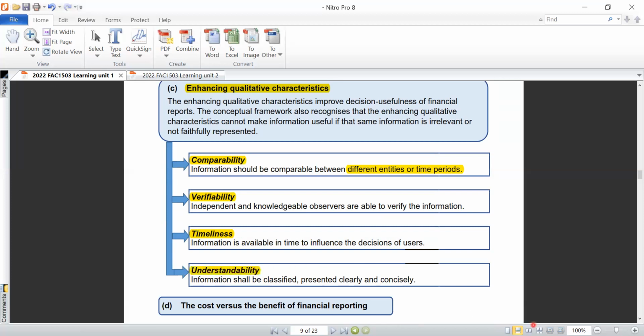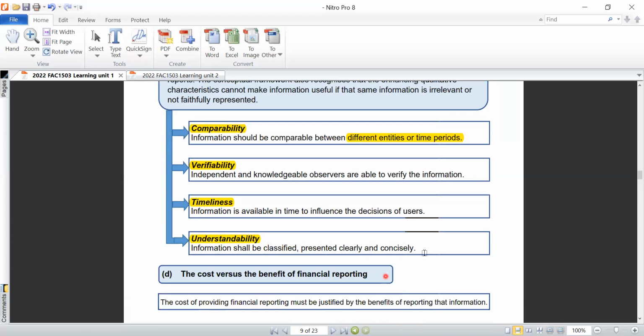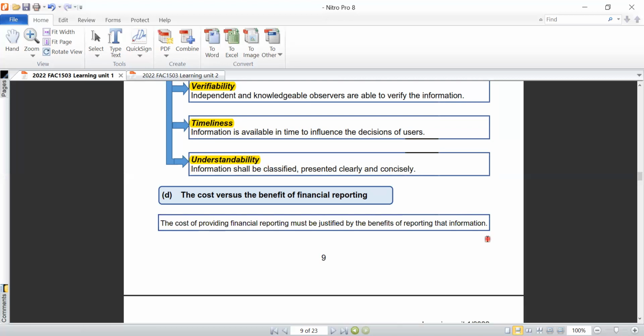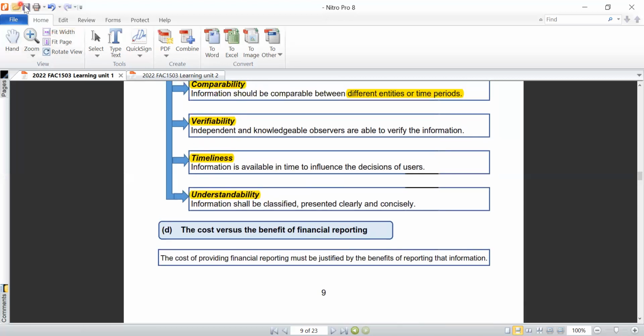Understandability, what is it? It means the information must be clear and concise for the user to understand what is conveyed there. It should not look vague. Are we together? Brother, we are together. Perfect.